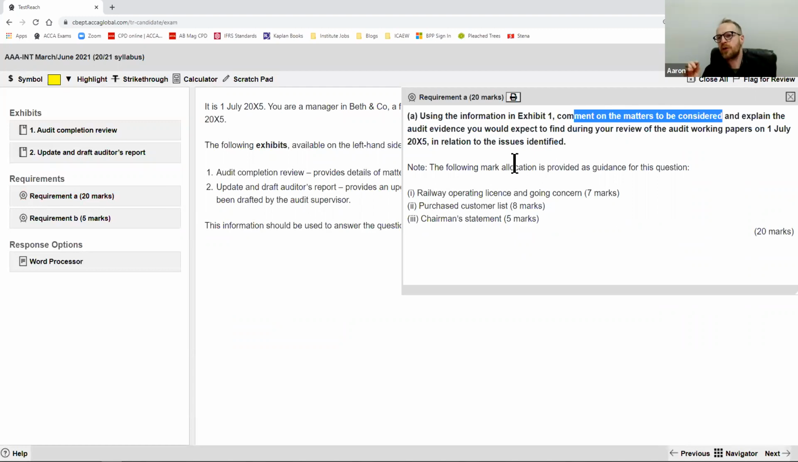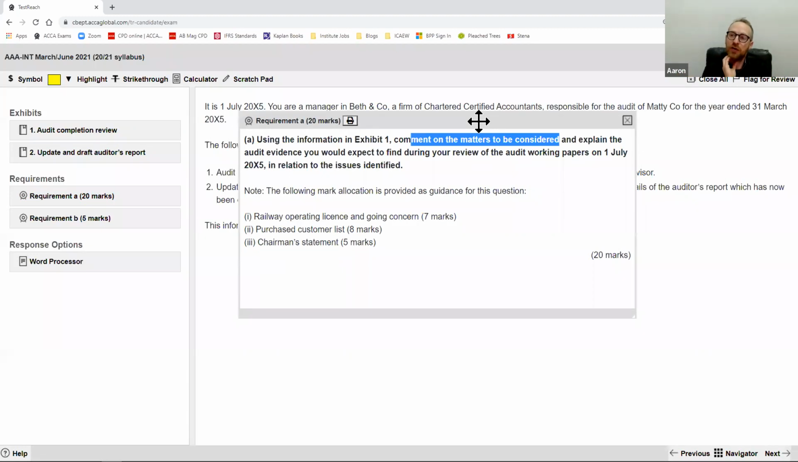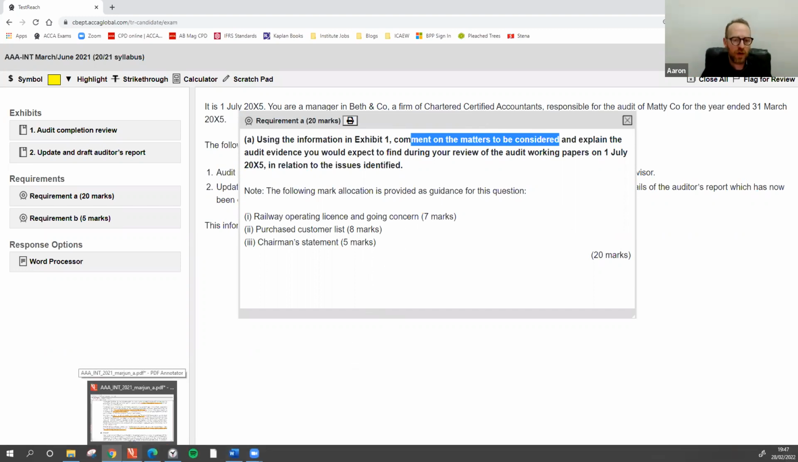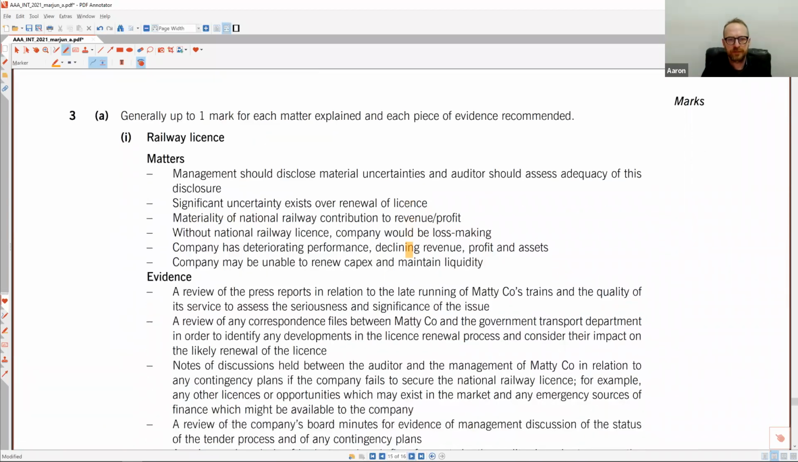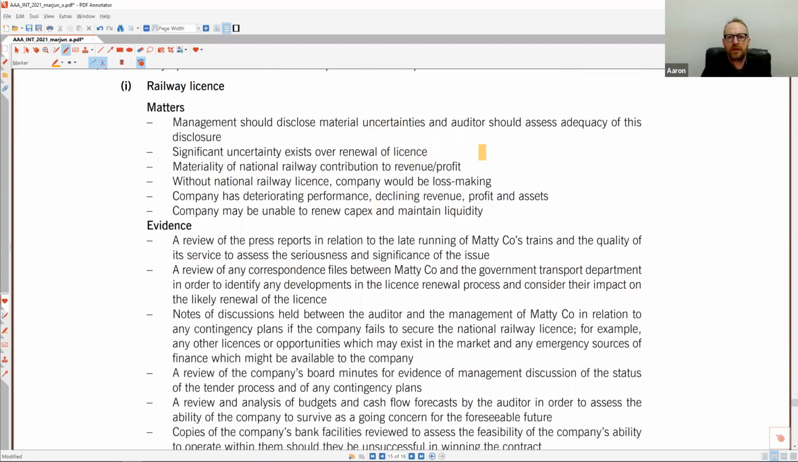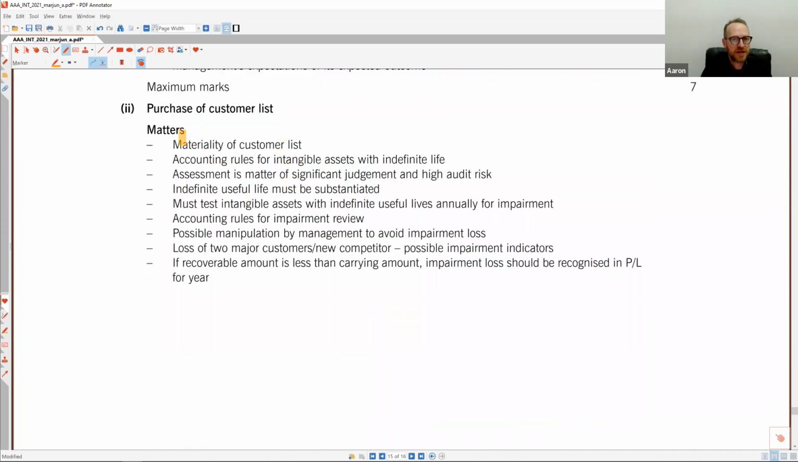Now, I said that that audit risk process that I talked about in the first requirement was going to be applicable to matters to be considered. Let's have a look. It doesn't even matter what the requirement or the question is here. If I go to the answer, okay, they need to disclose material uncertainties. Materiality needs to be discussed. Declining revenue and profit, that's all going concern, so that's fine. Materiality, intangible assets, possible manipulation. Okay, accounting rules for impairment: impairment loss should be recognized in P&L.